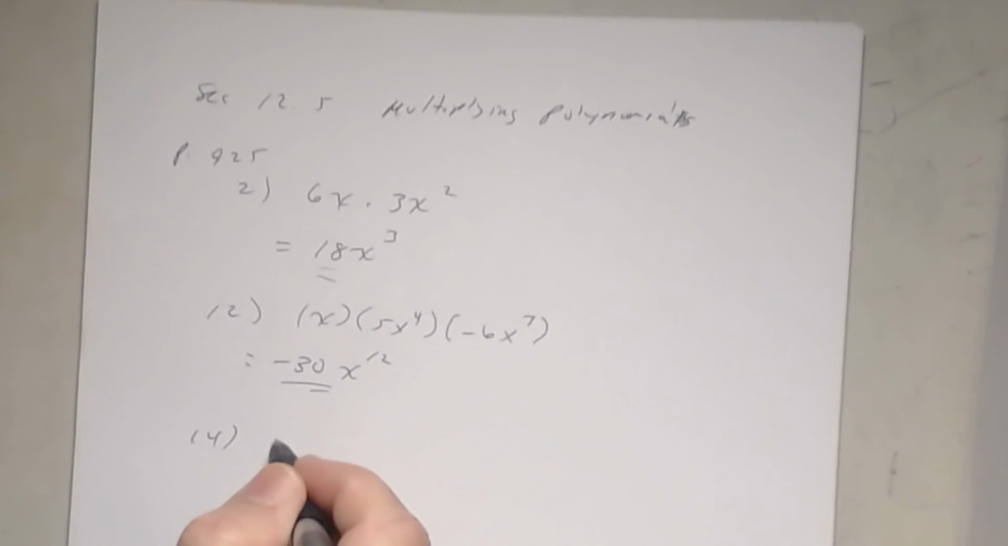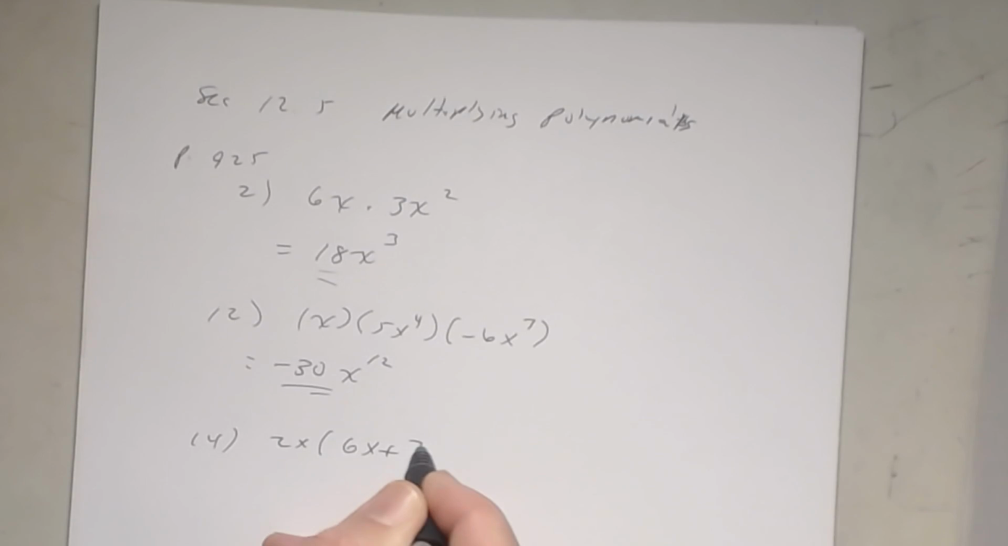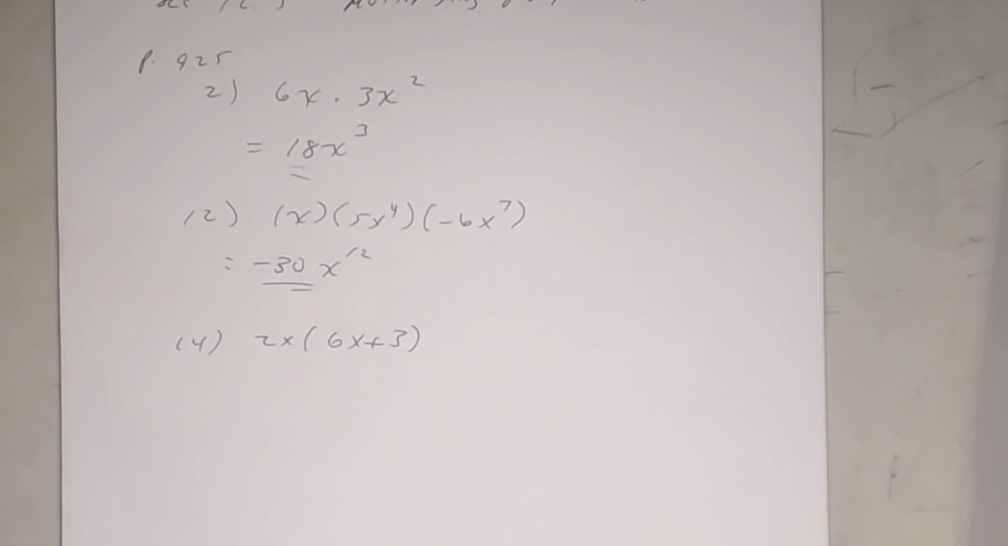14. You have 2x times 6x plus 3. How are you going to multiply that? The distributive property. Very good. So remember that x wasn't there. You distributed 2 to get rid of the parentheses, correct? But there's an x there. So you can skip the step, and most students do. But in your mind, this is what you're saying.